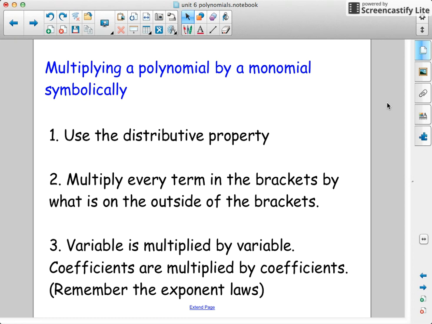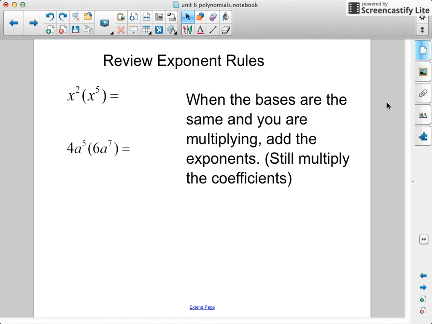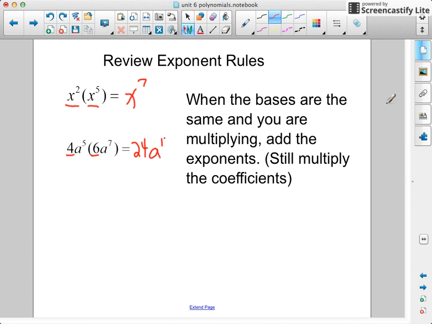So we're going to have to review the exponent laws for this, so let's do that quickly right now. Remember, if the bases are the same, so if it's an x times an x squared times x to the fifth, then you add the exponents. So this ends up being x to the exponent 7. If you did 4a exponent 5 times 6a exponent 7, you do 4 times 6, so that's 24. A to the exponent 5 times a to the exponent 7 is a to the exponent 12. So we're going to use that a lot when we do this.